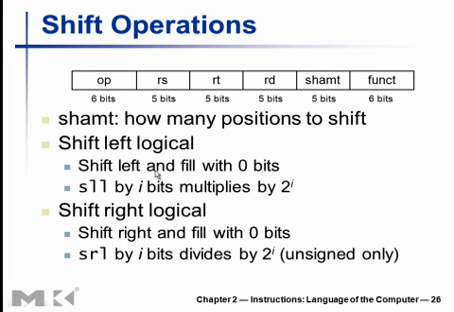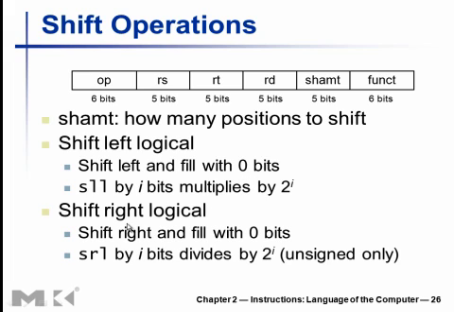With shift left logical, when you shift the operand to the left, the rightmost bits are filled with 0. Shifting left by i bits is mathematically equivalent to multiplying by 2 to the i. If you shift left 1 bit, that means multiply by 2. Shift left 2 bits, multiply by 4. Shift left 3 bits, multiply by 8.